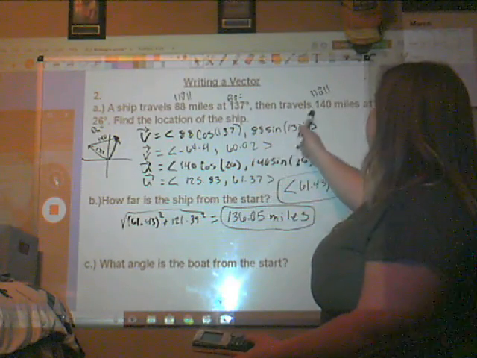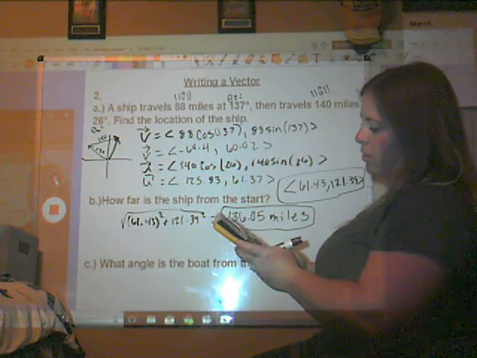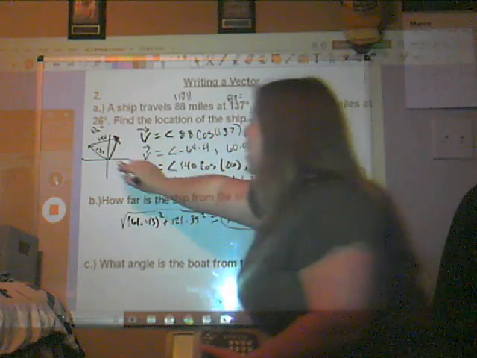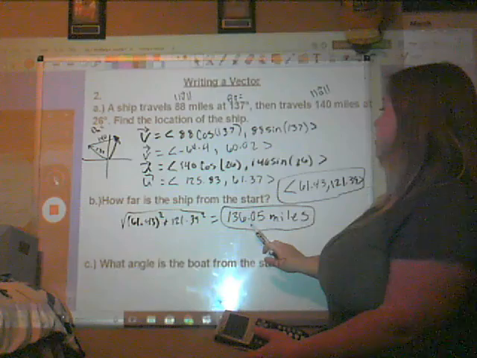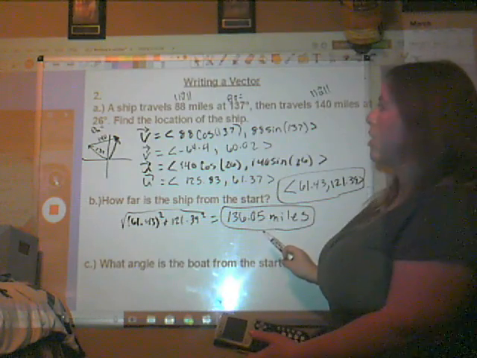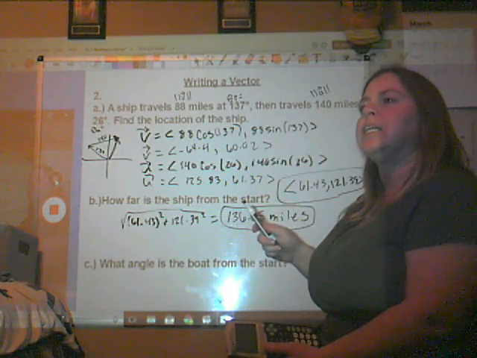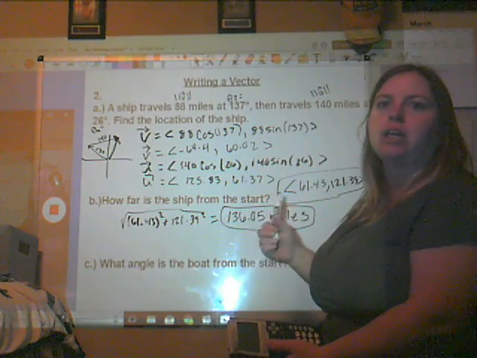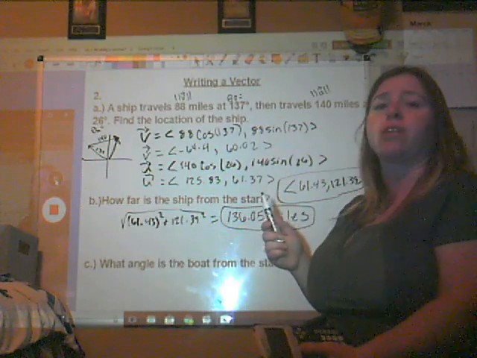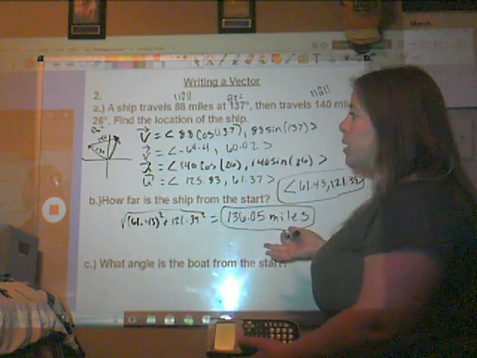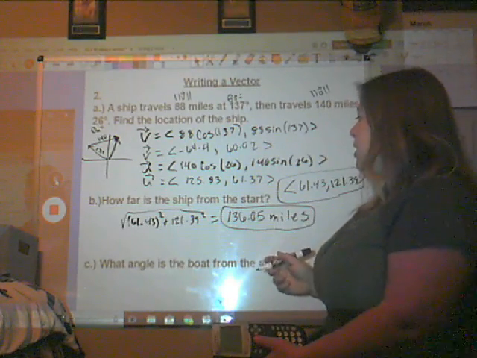So he went 88 miles and then 140 miles, so he traveled 228 miles because he went out and over. But in order to get back, if he took a straight line back, he's only 136 miles from his starting point. This is used a lot with ships when they're going out to sea and they're tracking their distances at sea. It's also used a lot when you're driving airplanes. So if you're flying a plane, a lot of times this type of stuff is used to find your distances.